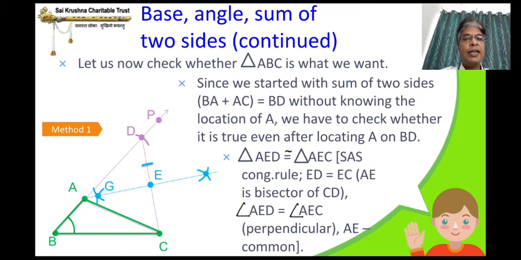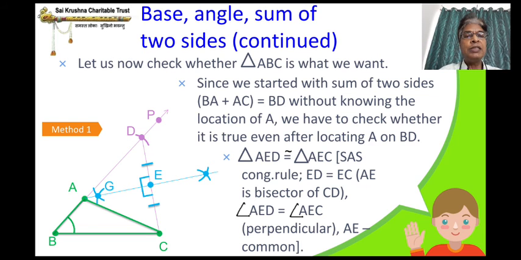You can see the blue colors. I am putting ED equal to EC because GF is a bisector, and angle AED and AEC are perpendicular. Therefore, they both are equal. We know a perpendicular bisector divides the line into two parts, as well as it is 90 degrees with that line, correct? AE is common. So these two triangles are congruent.